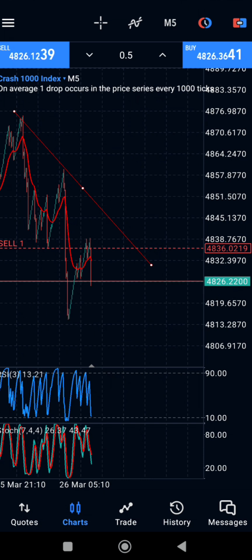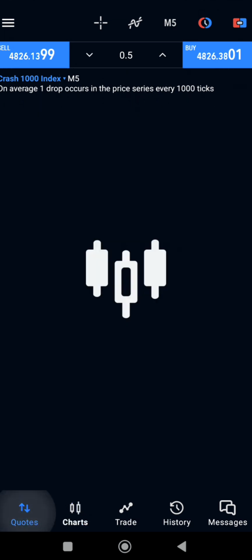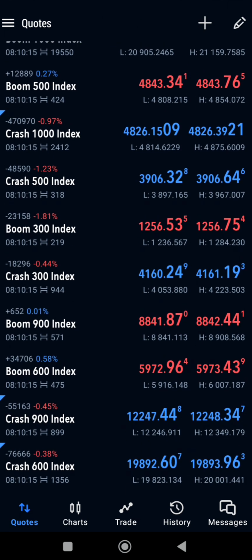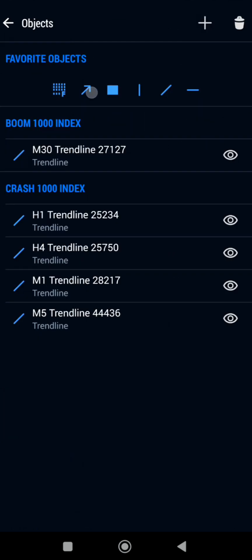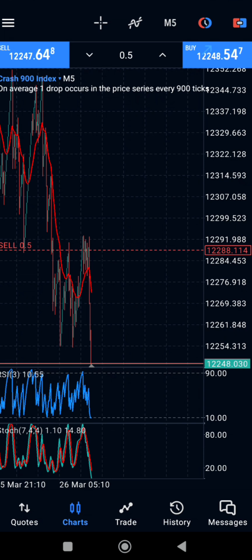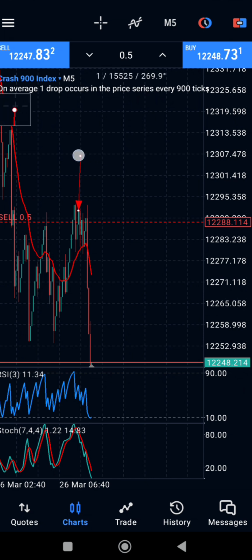So guys, this is a very massive result on Crash 1000 Index. So guys, let's go again to what we are having on Crash 900, okay? Now you can see this is how beautiful Crash 900 is. Now let me show you something here with the indicator. The indicator was actually showing a sell, all right, at this candlestick here, okay? The indicator was actually showing a sell at this level here, okay, which I went in for a sell, all right?